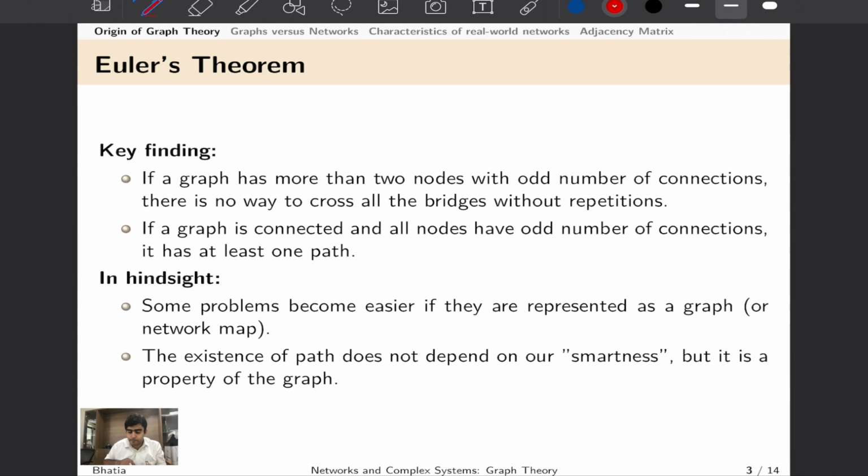So Euler's proof was the first time somebody used graph theory to solve a real world problem. As I mentioned, the key finding was that if a graph has more than 2 nodes with an odd number of connections, there is no way to cross all the bridges without repetitions. And if a graph is connected and all nodes have an even number of connections, as you saw, you can go from D to C and from C to A and A to B.